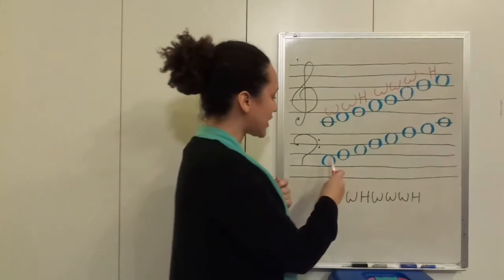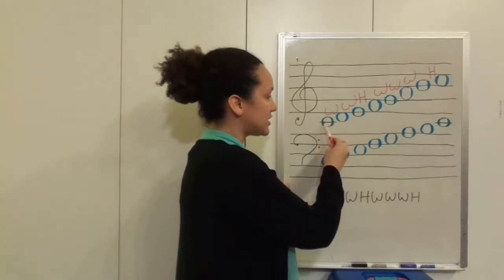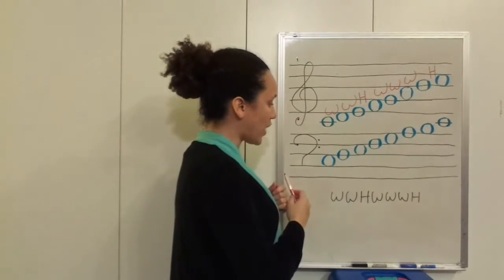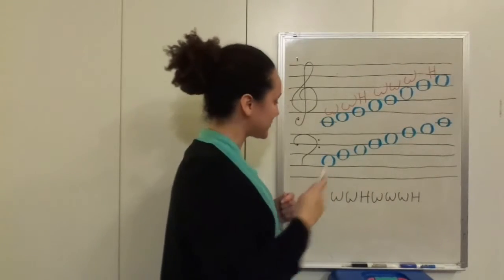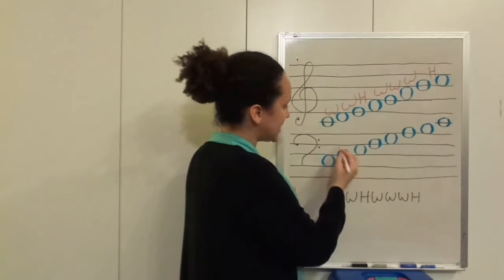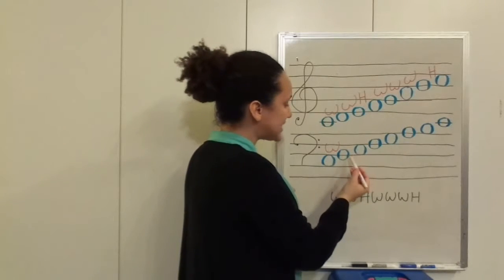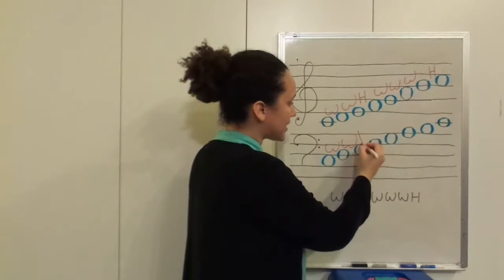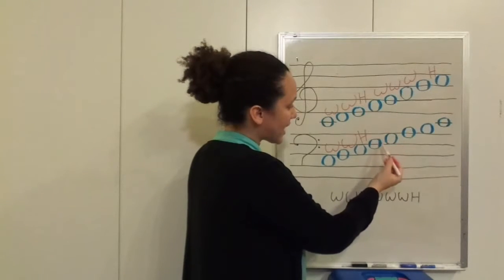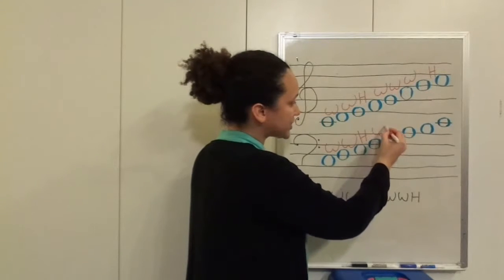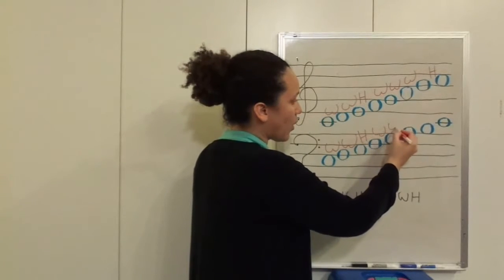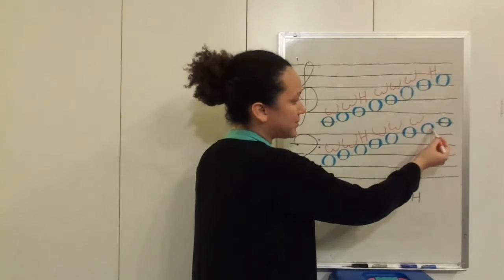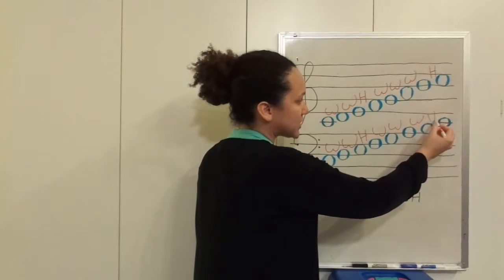For now, let's take a look at this one in bass clef. The scale isn't just for the treble clef, it can also be for the bass clef as well, or any clef for that matter. There's a C to D, that's a whole step. D to E, another whole step. E to F, another half step. F to G, a whole step. G to A, whole step. A to B, whole step. And B to C is our other half step.